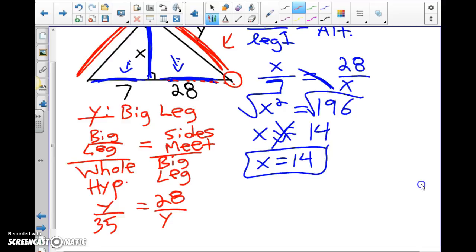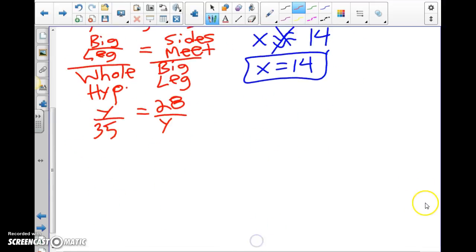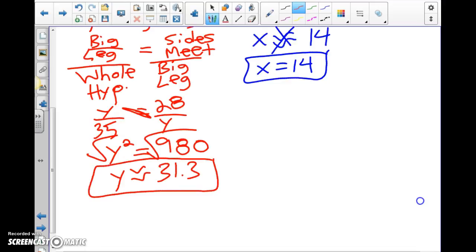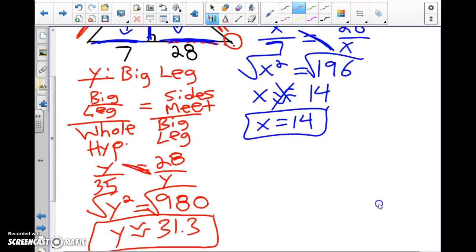Doing that, now I need to use some cross multiplication. And I wind up with y squared equals 980. Take the square root. I don't think it's going to come out as pretty for us. You wind up with 31.3. All right, that's number 10 on your homework. I'm going to do one more.